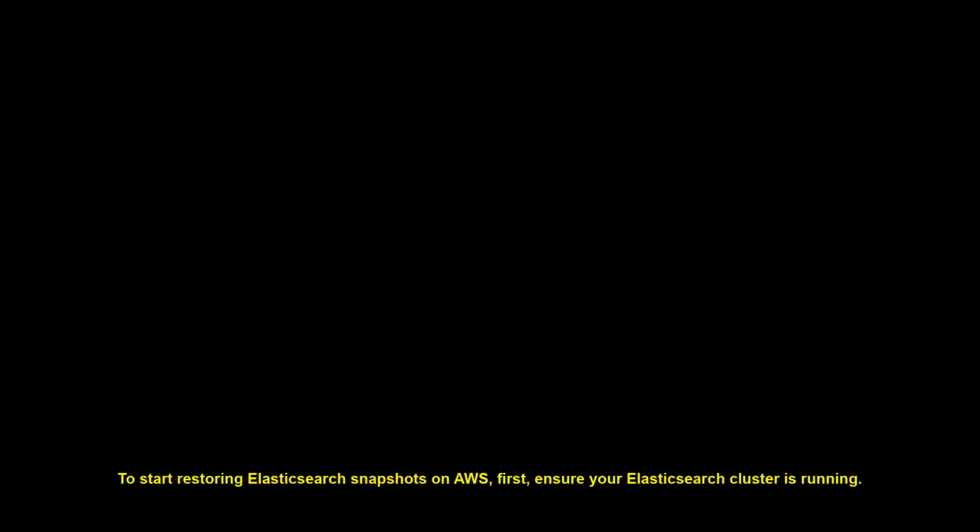To start restoring Elasticsearch snapshots on AWS, first, ensure your Elasticsearch cluster is running. Access your AWS Management Console and navigate to the Elasticsearch Service section. Select the domain where you want to restore the snapshot. Click on the Snapshots tab to view available snapshots. Identify the snapshot you wish to restore. Note the snapshot repository name and snapshot ID.